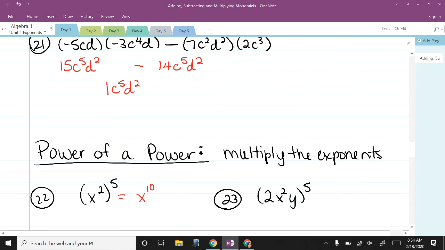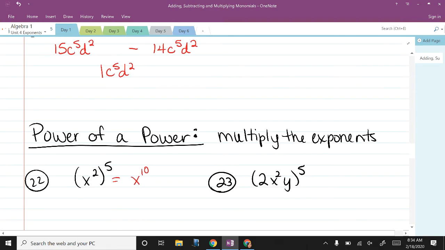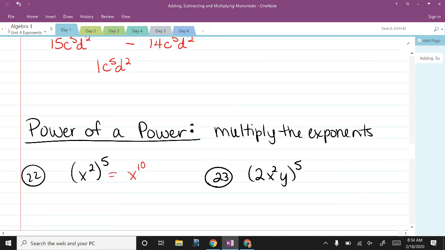Okay? It's just x to the 10th. Now notice on number 23, there's more than one thing in the parentheses. Y'all see that? Okay, y'all listen to me. If there's more than one thing in the parentheses, everything gets the power. I've got the power. Okay.